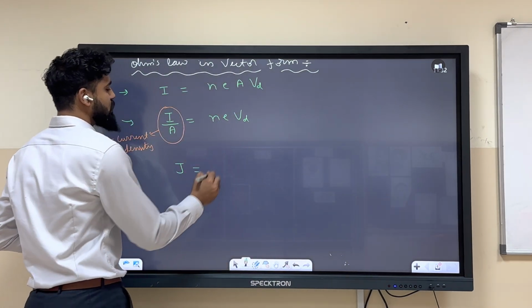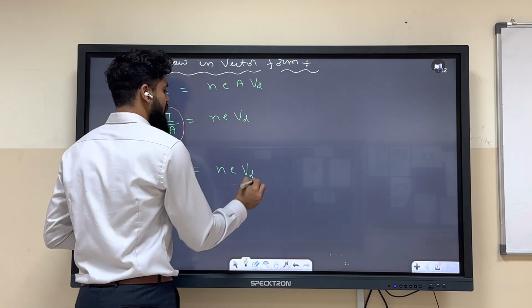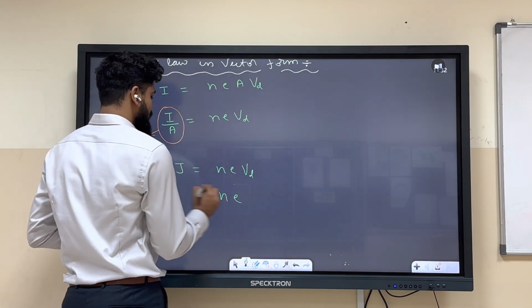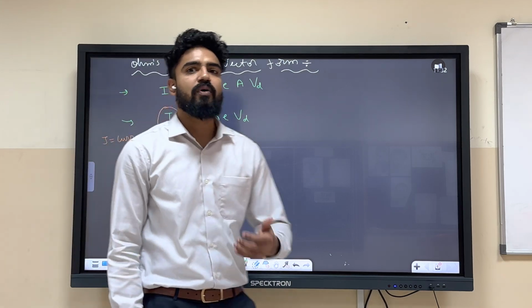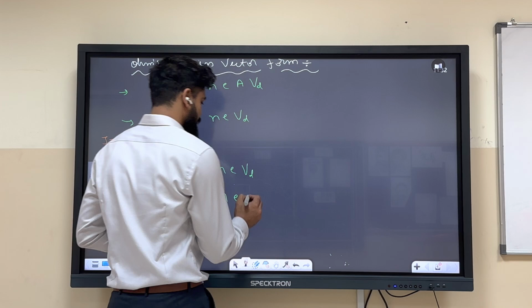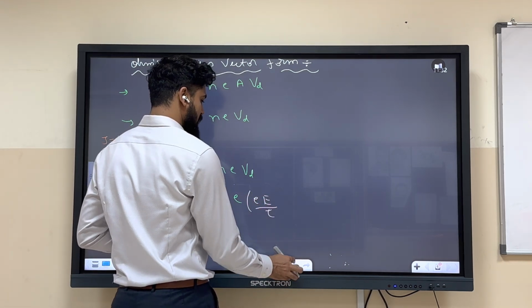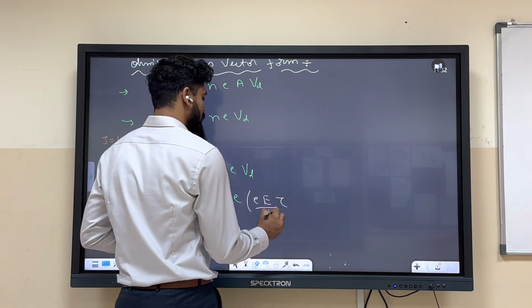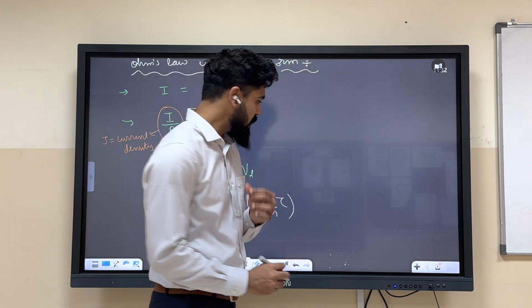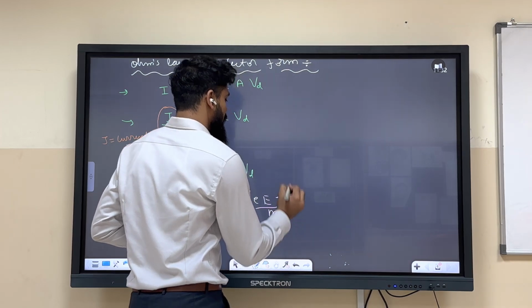J equals nE V_D. How can we write V_D? Ask yourself. We can write it in the form of electric field. How? E tau by m. Sorry, E tau by m. Yes or no? Correct? Very good. E tau by m.